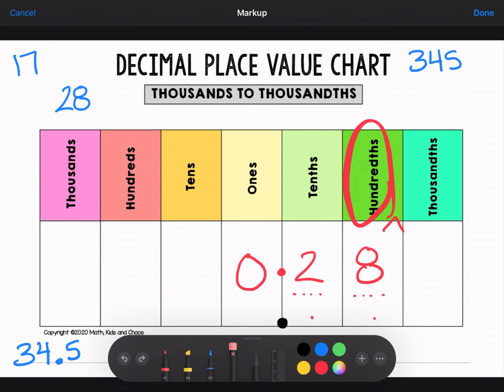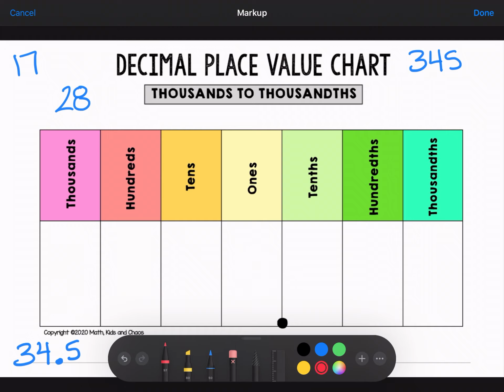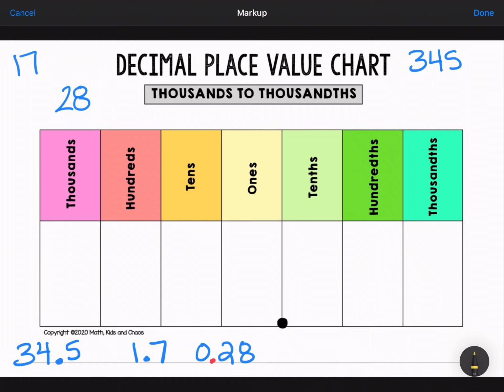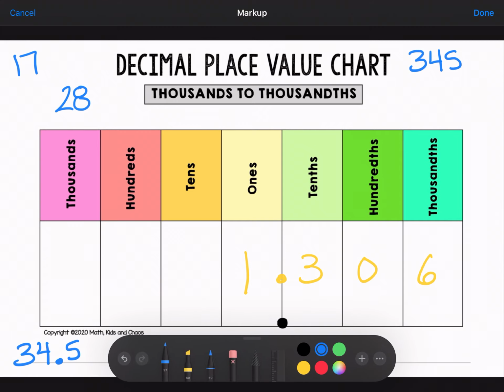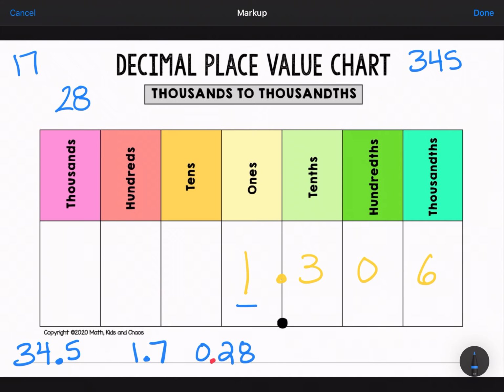Okay, let me do one more that I didn't add. Let me erase all that. And let's see if I can really show you one that gets people a little like, huh. All right, let's do yellow. We haven't done yellow yet. Okay, here's a new number. Whoa, that one's kind of tricky. If I ask you how many ones you'd have, you'd say 1. How many tenths do you have? 3. How many hundredths? Nothing. Oh, not so fast.